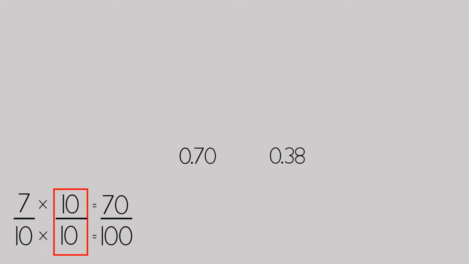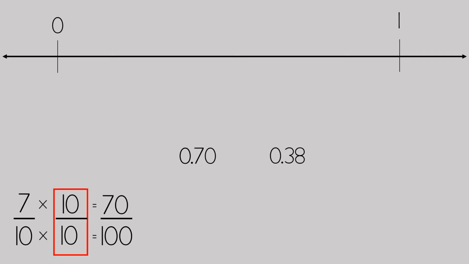And if we're using a number line, it would be between 0 and 1 because both of these numbers are less than 1 whole. 50 hundredths would be halfway. 38 hundredths would go before 50 hundredths, and 70 hundredths would go after 50 hundredths. So 70 hundredths is greater than 38 hundredths.